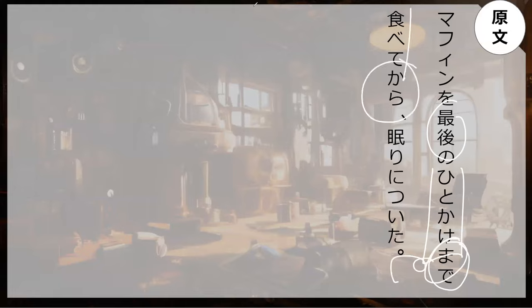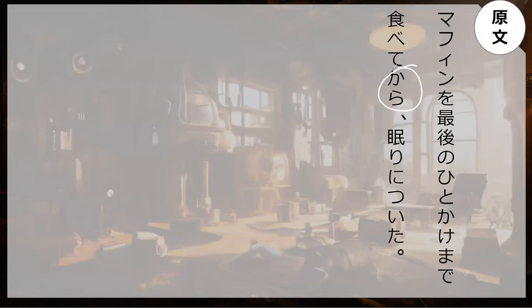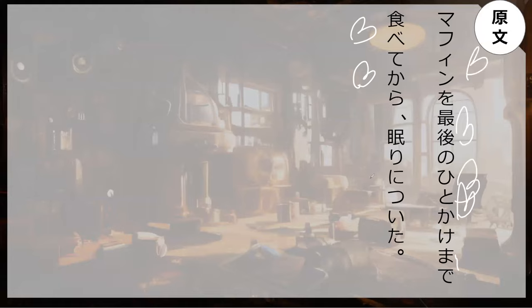Kara, what does tekara mean? Afterwards. Yeah, so after I eat the very final crumb of the muffin, what did I do? It has the same meaning as ato. Yes. Tabeta. Same meaning. After I ate the last bit of the muffin, I fell asleep. Nemuri ni tsuita. Nice. And any questions?